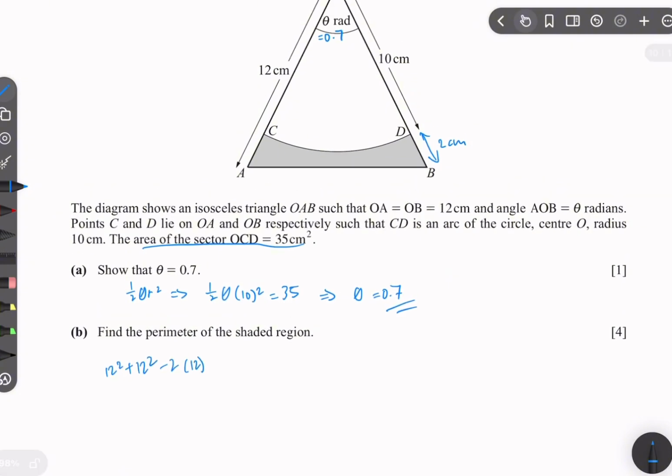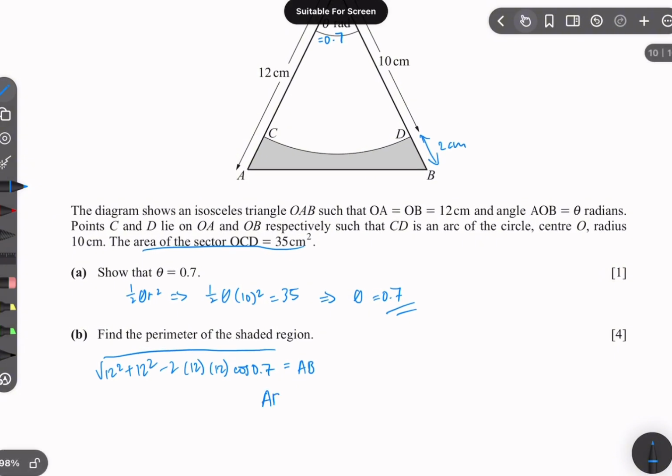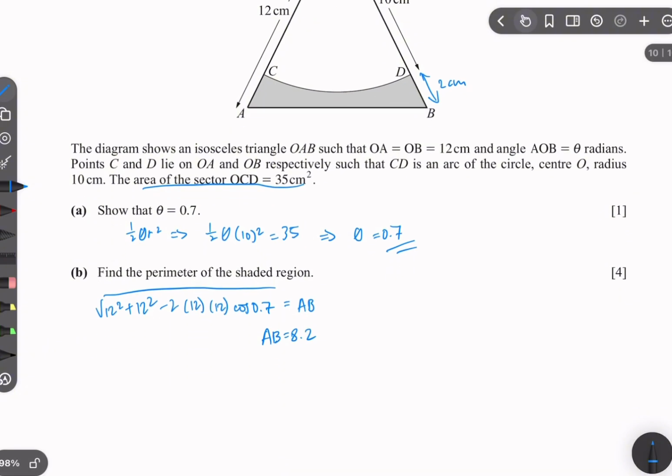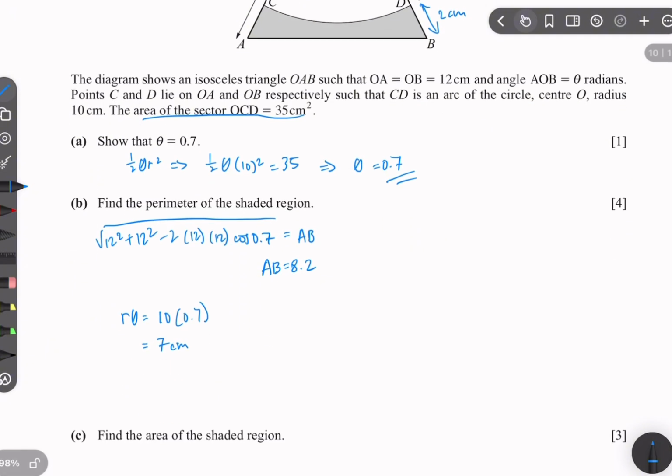So just use the cosine formula. We have AB, we have BD, we have AC. We just need to find CD. And CD is the arc length of the circle. So the formula for arc length is r theta. r is 10, theta is 0.7. So the arc is 7 cm.